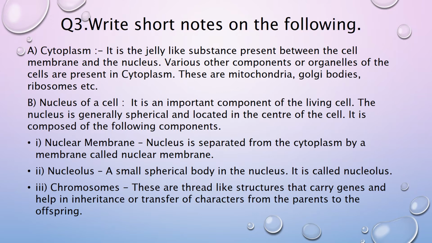B part is nucleolus, a small spherical body in the nucleus. It is called nucleolus. The last one is chromosomes. These are thread-like structures that carry genes and help in inheritance or transfer of characters from the parents to the offspring. Chromosomes are thread-like structures in appearance, and they carry genes from the parents and transfer them to their children. We call them chromosomes.